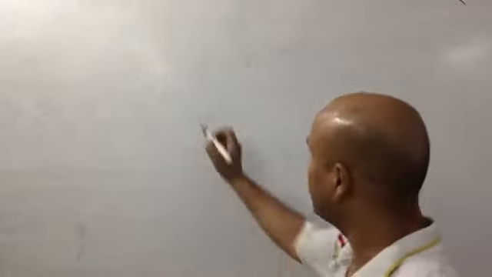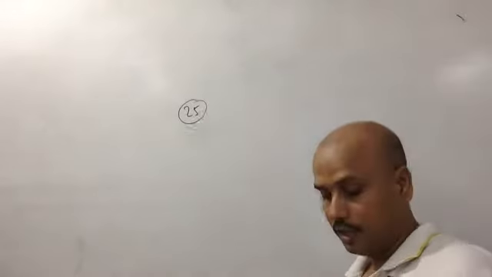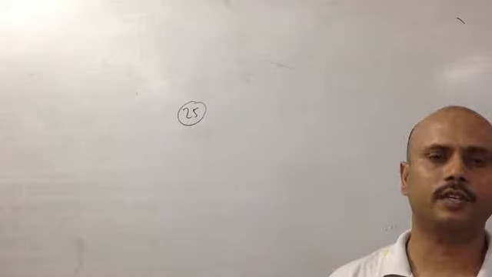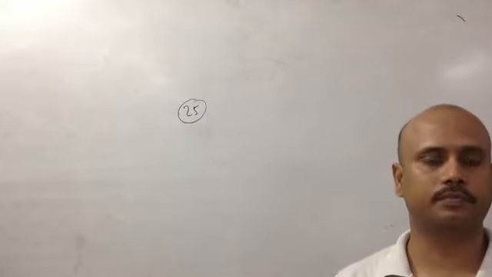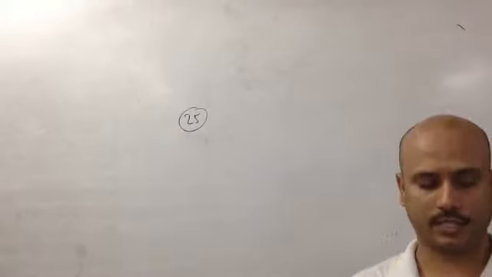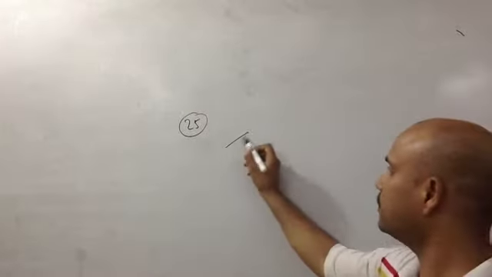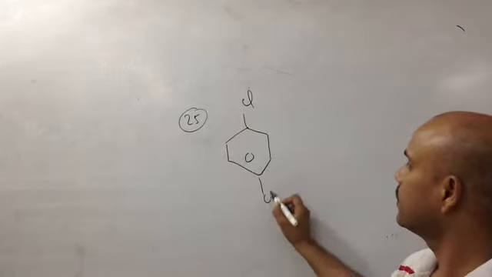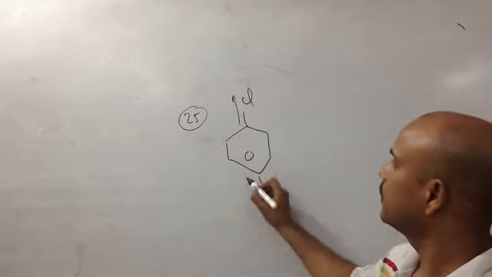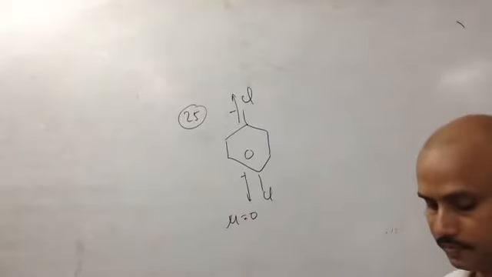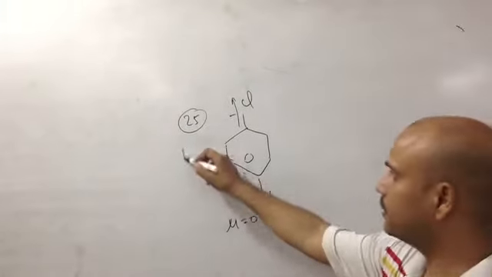Question number 25. Which of the following has zero dipole moment? Whenever you have to find out whether a compound has a dipole moment or not, what you have to do is draw the correct structure. Let us draw the correct structure first. Same case, dipole moment is 0. This is the correct answer.